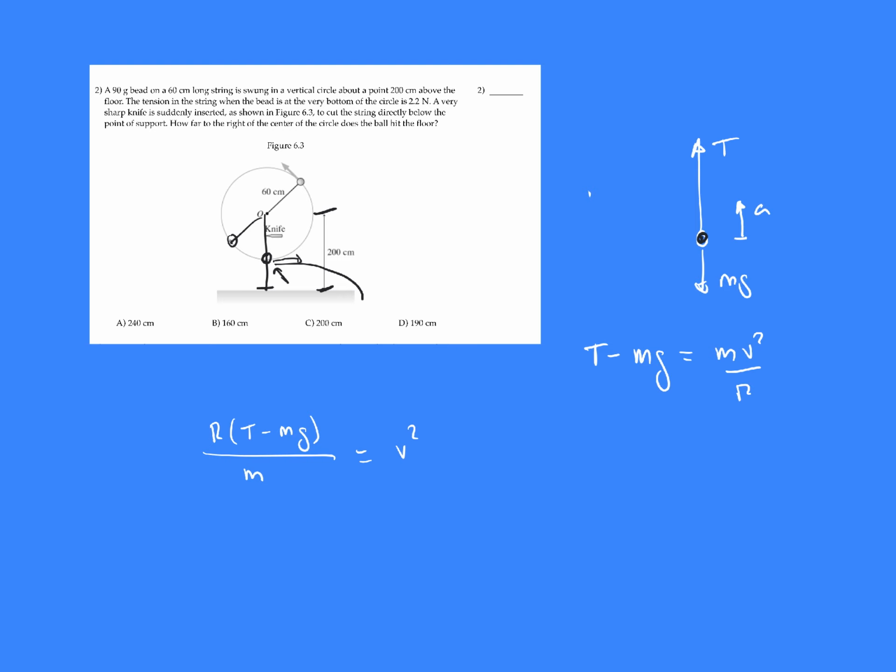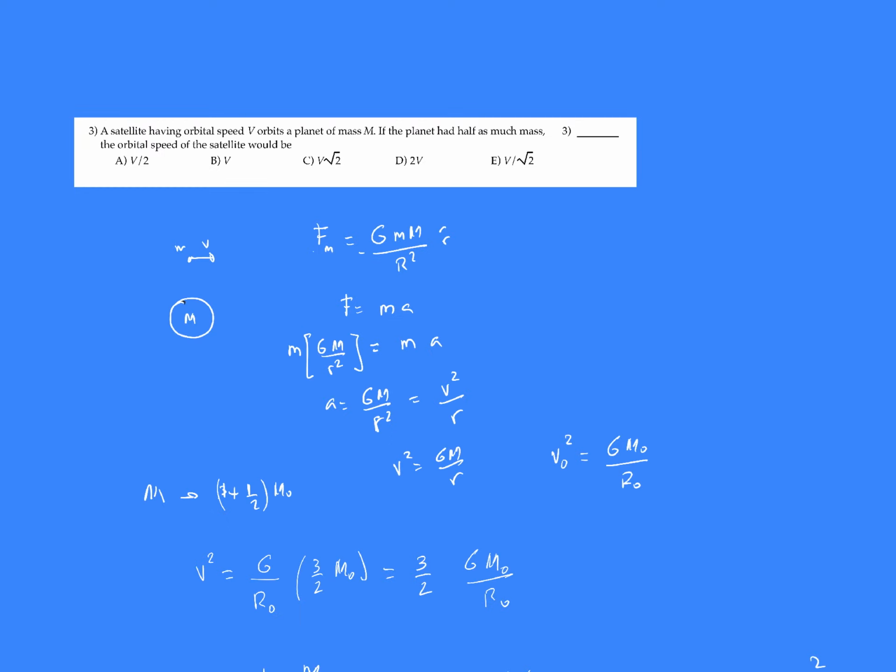Okay, so from this equation I can find v squared. Correct, v squared will be r, the radius, times T minus mg, divided by m. And now this is v squared, so v is the square root of all of this. At the bottom it gives you everything: the tension, 2.2, the mass, the radius. So find the velocity at the bottom. Okay, let's go. Next problem.